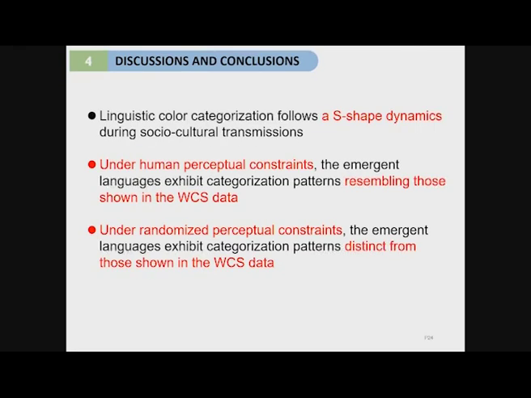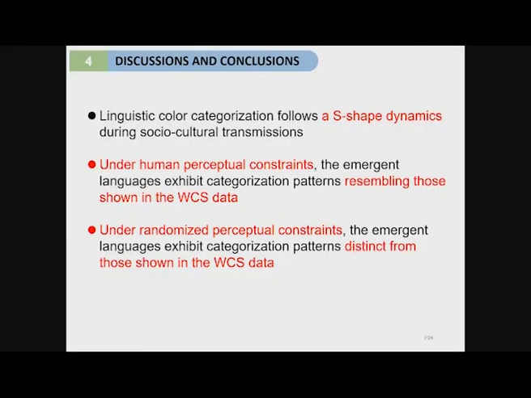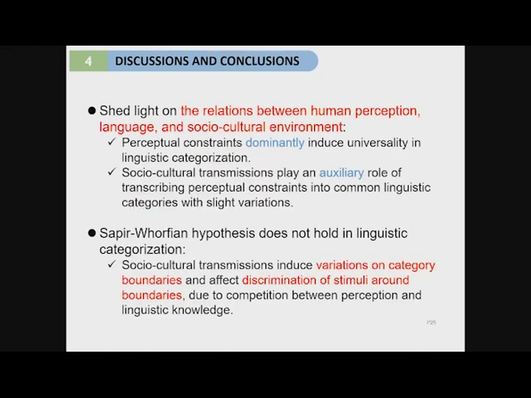So, a brief summary of the results. We show that under similar social cultural transmission settings, linguistic color categorization follows the same dynamics. In particular, under human perceptual constraints, the emergent language exhibits a pattern largely resembling the pattern shown in the empirical data. But if you destroy that kind of perceptual constraints, you end up having a pattern which is quite distinct from the empirical data, and also from this case. This indicates that perceptual constraints dominate this linguistic universality. So it induced the universality in linguistic categorization.